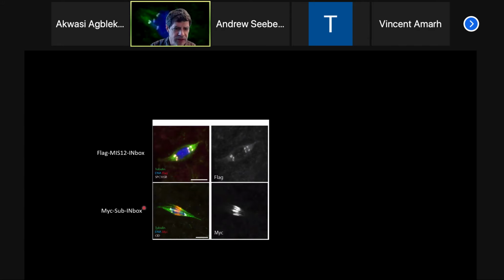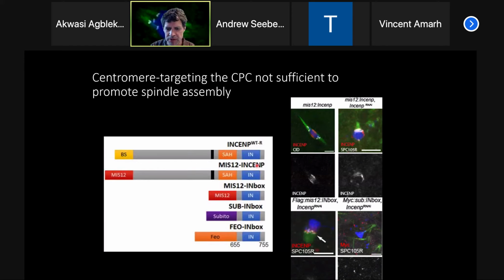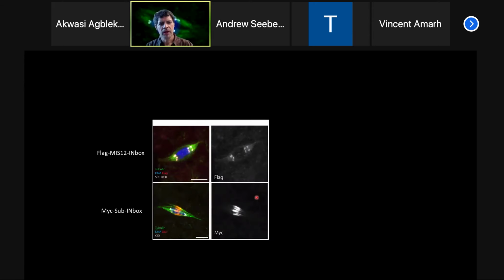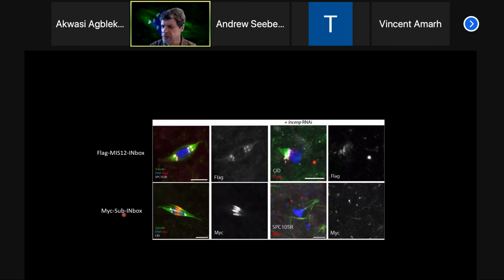We did that by fusing, and I should point out in this picture that the key part here is what we call the inbox, because the inbox is the part of INCENP that recruits Aurora B. So MIS-12 is directly fused to the inbox. It forces the inbox to go to the kinetochores and will bring in Aurora B. If instead we fuse the inbox to Sabido, forcing it to the microtubules, we don't get anything happening. So if we force the CPC to the centromeres, we get kinetochores and microtubules. If we force the CPC to the microtubules, we don't get any spindle assembly at all, which is kind of surprising.